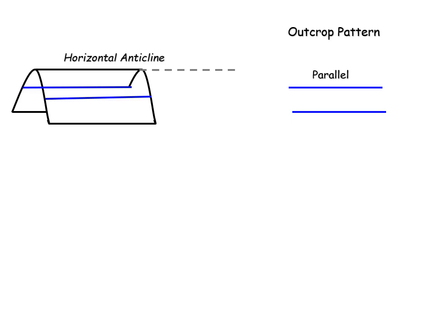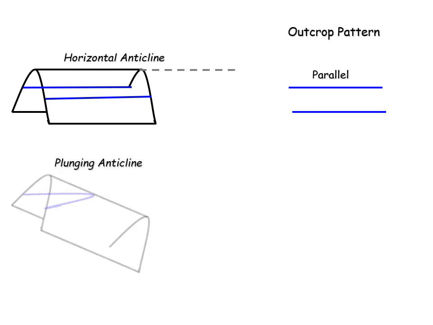But if you look at a plunging anticline, here is the plunging anticline and here is the horizontal, and this angle we normally call the dip if it is a rock, but this one is a fold, so it is called the plunge.